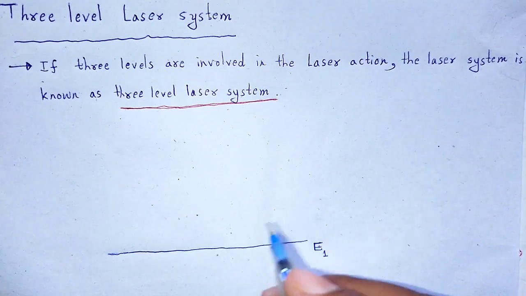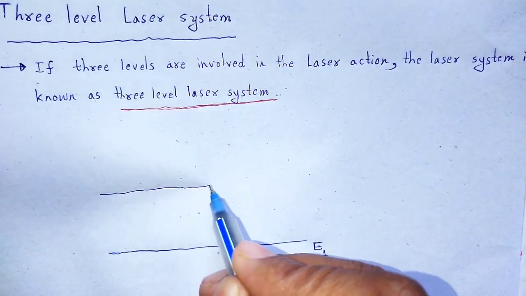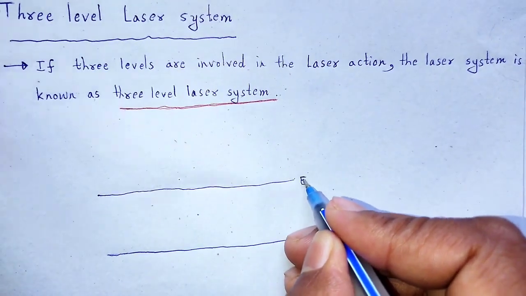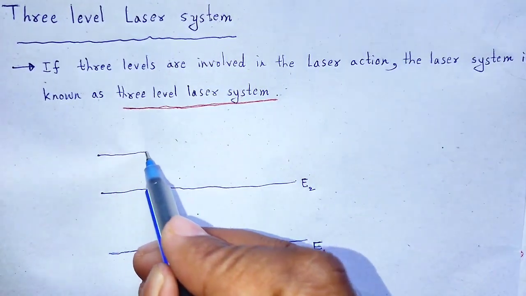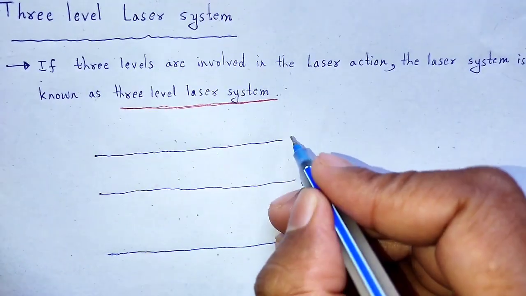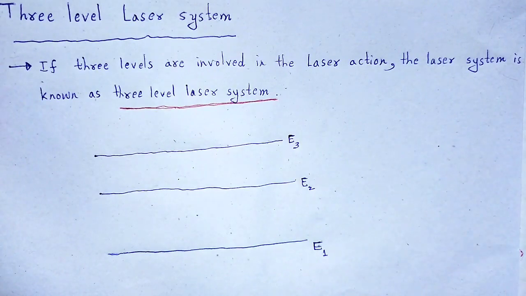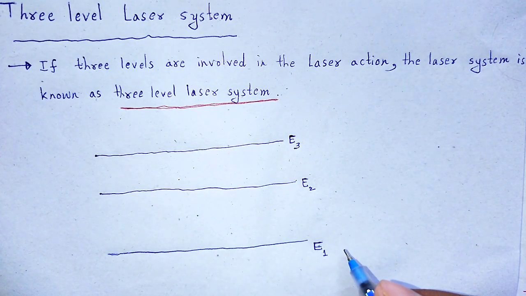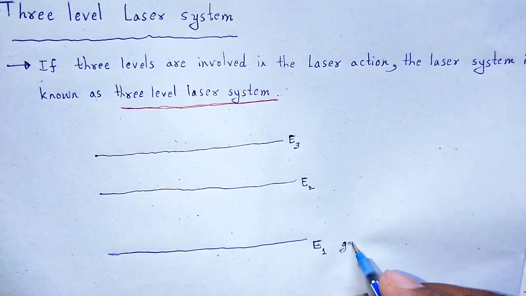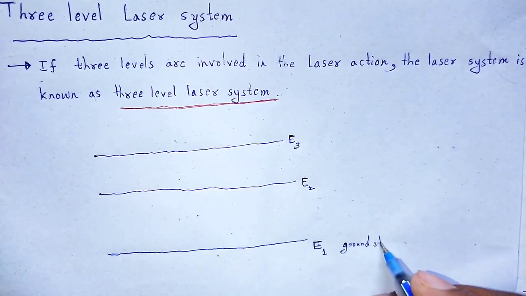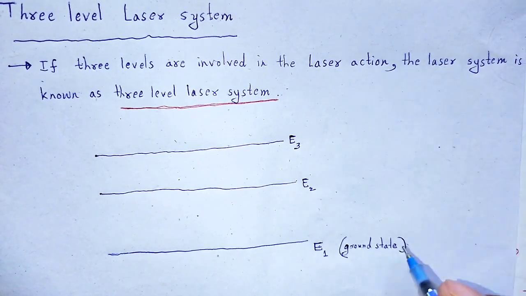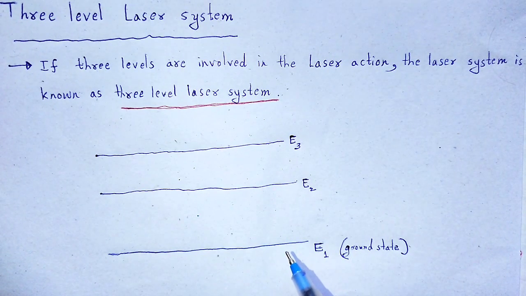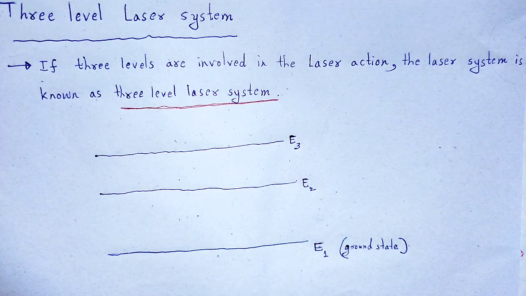E1, E2, E3. E1 is the ground state, and E2 and E3 are the excited states. What actions are there in case of 3-level laser system?